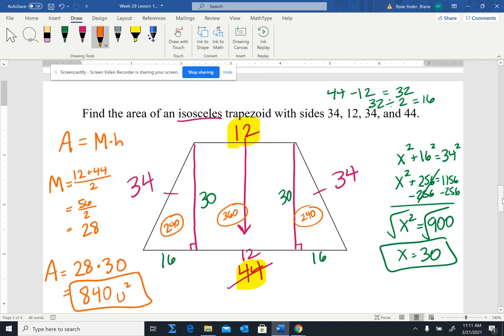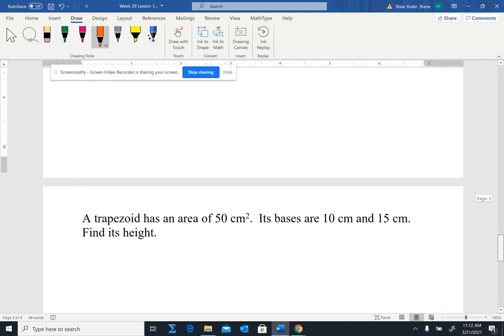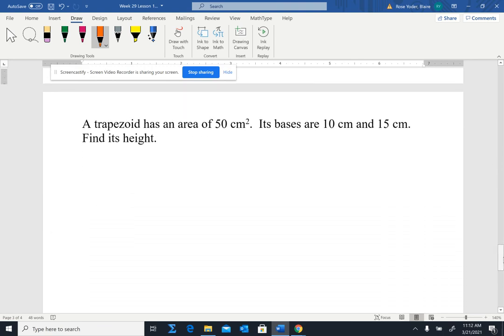I have one more problem for you. I think we will want to use the mid-segment for it. It's a working backwards problem. What do you do if you know the area and you're trying to find the height? So first thing I do is write down the formula. And then I say to myself, what do I know? I know that the area is 50, so let me plug that in. Do I know the mid-segment? No, but I can find it really quickly because I know the two bases.